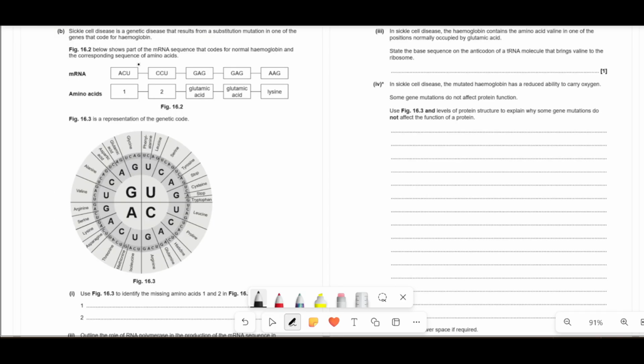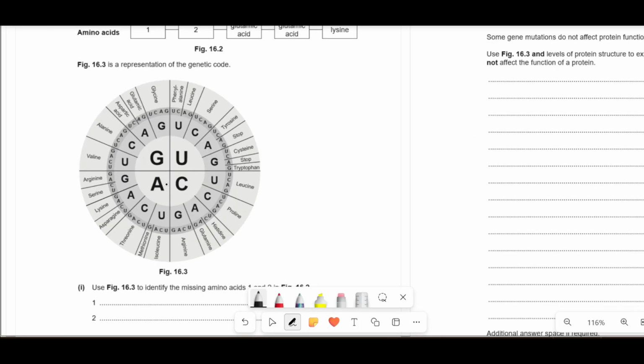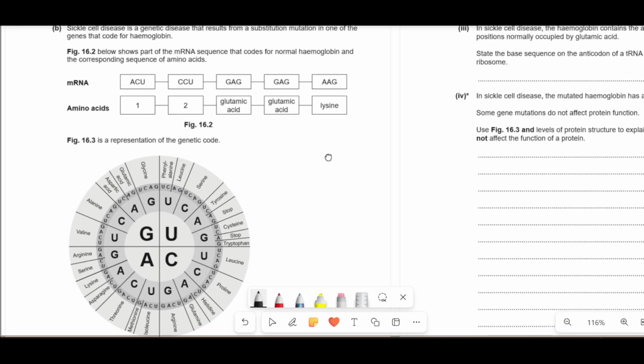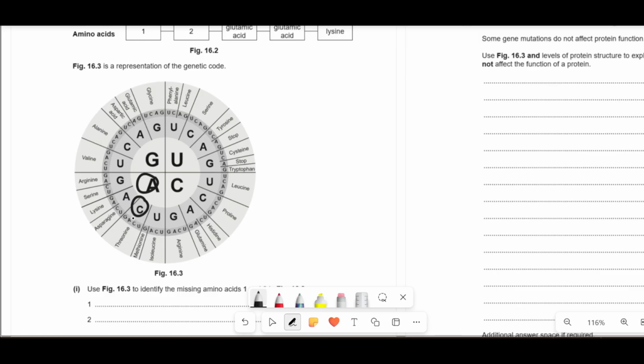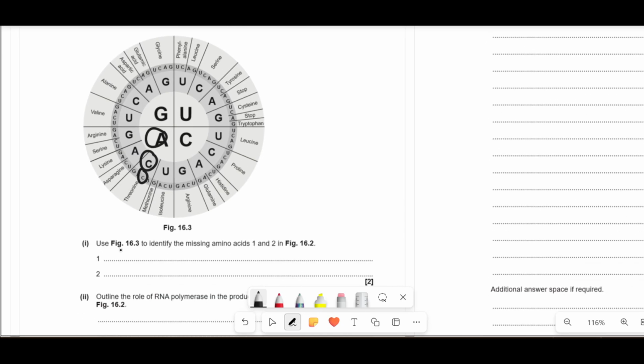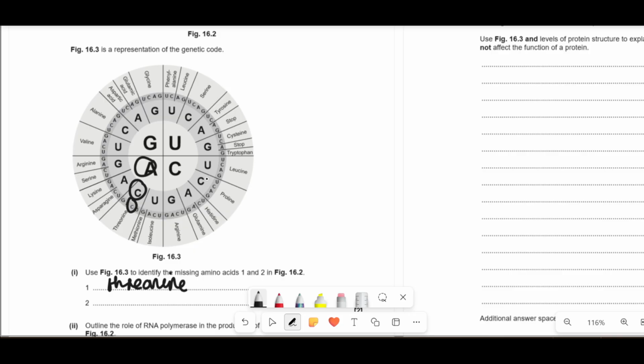Sickle cell disease is a genetic disease that results from a substitution mutation of one of the genes that code for hemoglobin. Figure 16.2 shows part of the mRNA sequence that codes for normal hemoglobin and the corresponding sequence of amino acids. Figure 16.3 is a representation of the genetic code. Let's have a look at what the missing ones are. If you look at 16.3, we've got ACU, that's threonine. And then the other one, CCU, is proline. So it's threonine and proline.